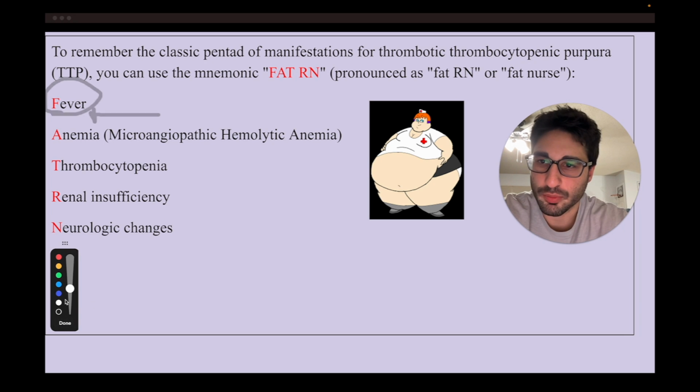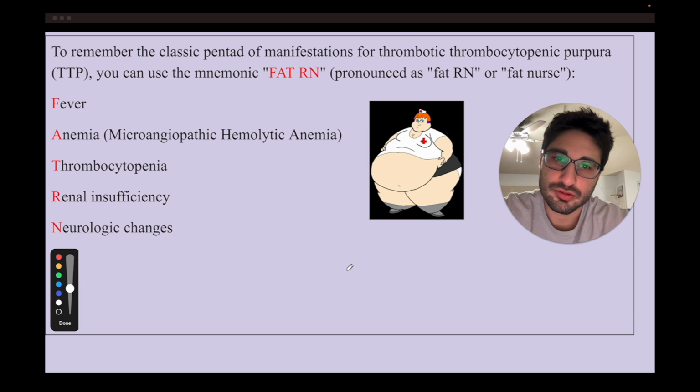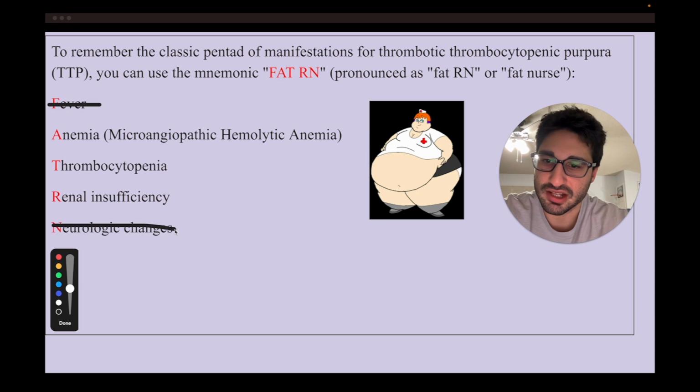Now, what is important to know is that hemolytic uremic syndrome is very close to TTP. The big difference is that hemolytic uremic syndrome does not have fever or neurologic changes. It is mainly defined by renal insufficiency. So this is how you will be tested. With HUS, it's mainly renal insufficiency. You really won't see neurologic changes or fever with HUS, whereas with TTP, we're going to see this pentad.